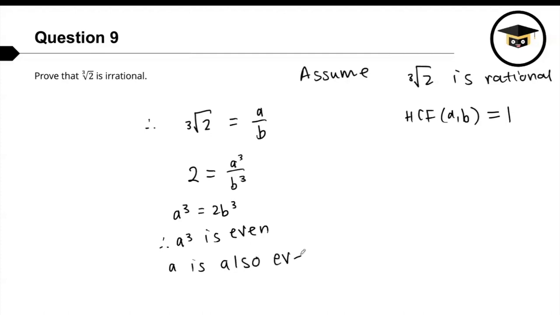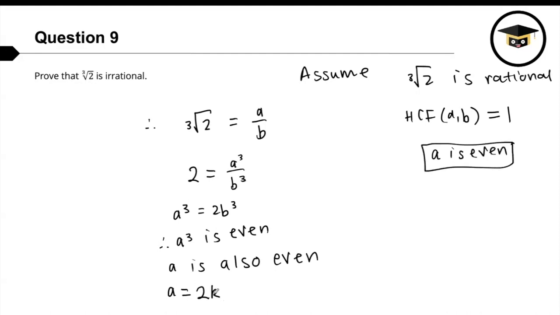You can double check this, but if you have any odd number and you cube it, you end up with an odd number. And any even number, when you cube it, will be an even number. So A is also even. What does that mean? It means A can be written as 2 times another number. So let's say that A is equal to 2K. So A is even, that's important.